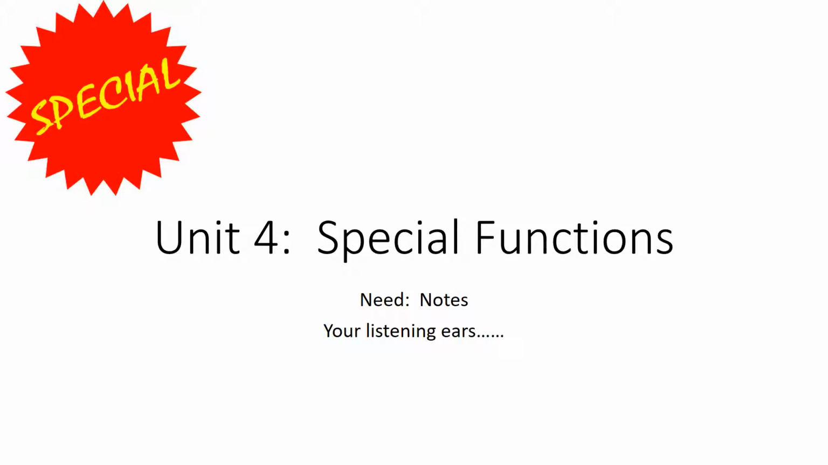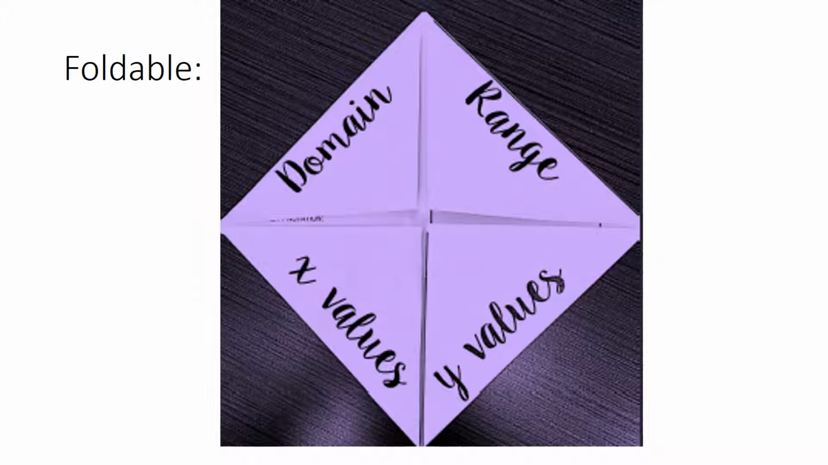What you're going to need today are your notes and your listening ears. We have a foldable that's going in our notebooks. It should look like this. It's kind of a diamond shape. We're going to be talking more specifically today about the domain and range of special functions.